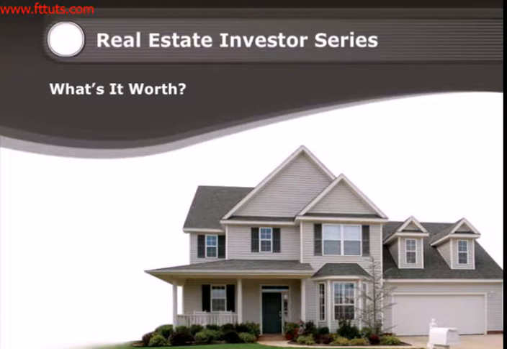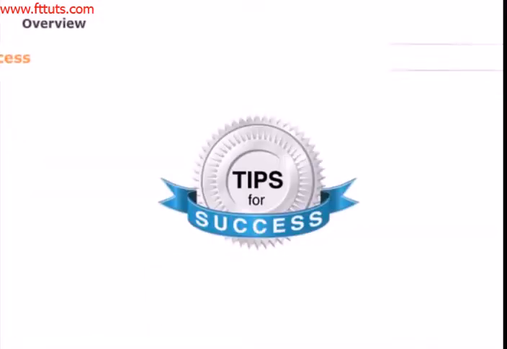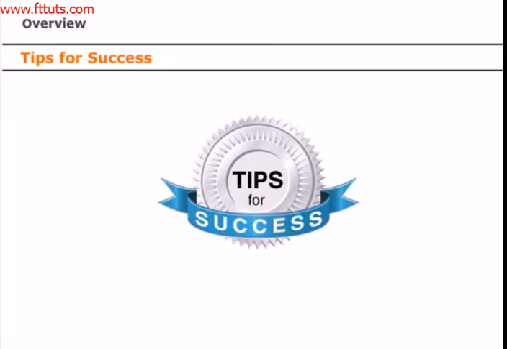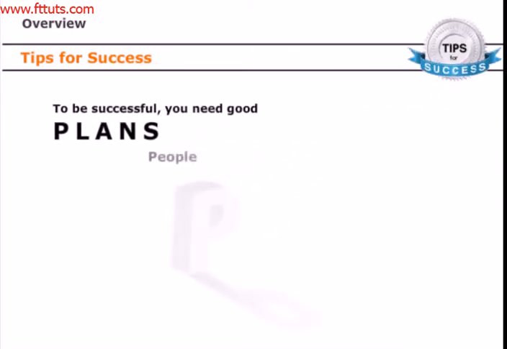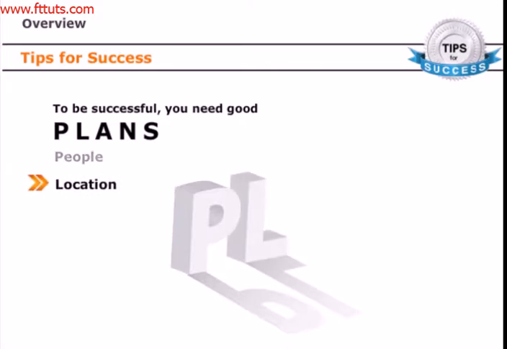Let's begin. First, in today's lesson tips for success, we have an acronym to help you remember the 5 key elements of success in real estate investing. Remember the word PLANS. The P is for people. You need good, reliable people to work with on your real estate transactions. L is for location. The location where you invest and when you invest are both critical to your success.